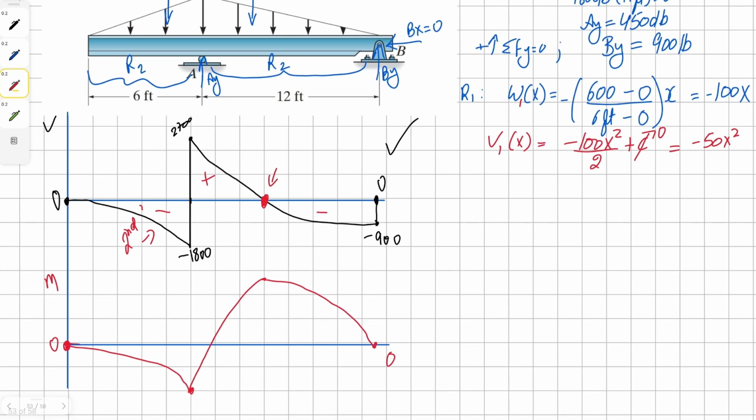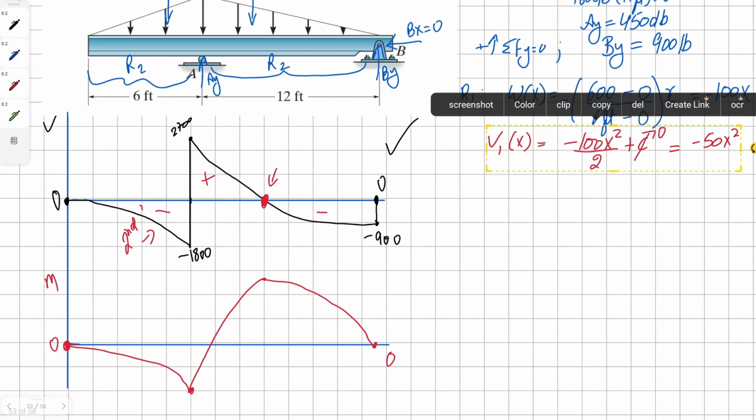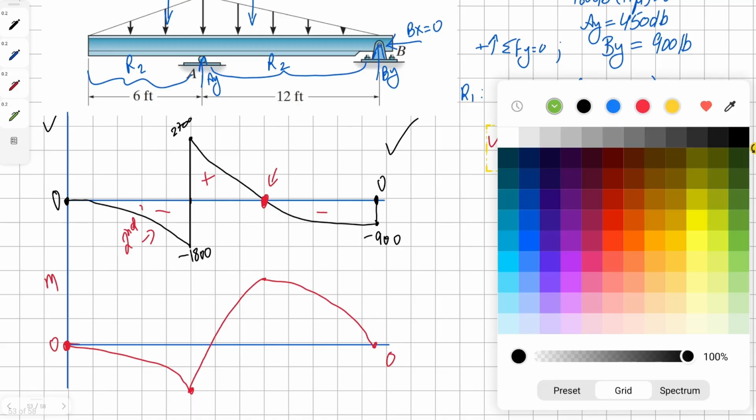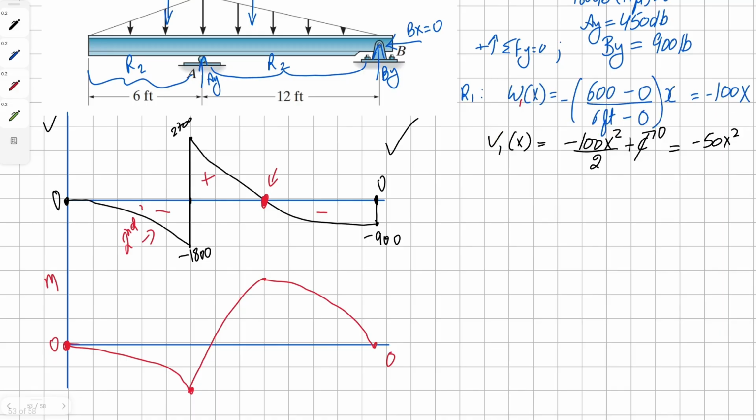And now we're going to take another integral and convert our shear equation into our moment equation. We're going to have negative 50x cubed divided by 3 plus the constant, and our constant again is going to be 0 because moment is 0 and x is 0. So we're going to be left with negative 50x cubed divided by 3.